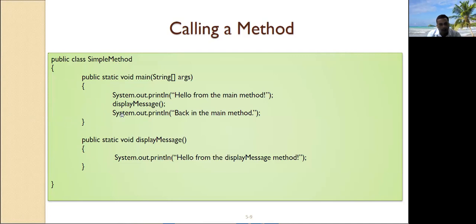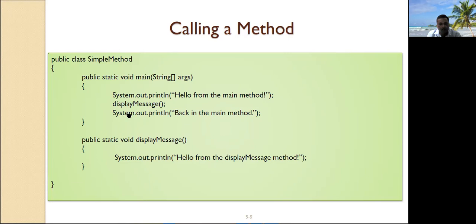When execution of the program starts, at that time the main method gets called. We can say that the main method is the entry point for execution of the program. Then, once the execution of the main method has started, inside the main method we call the display method. Once this statement is executed, it will call the display message method and start its execution.